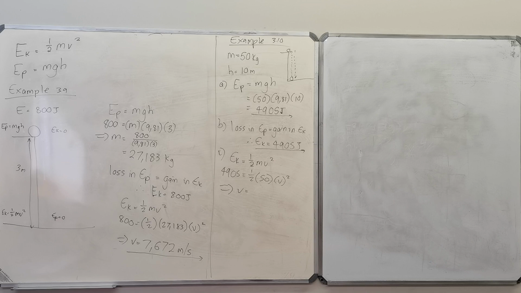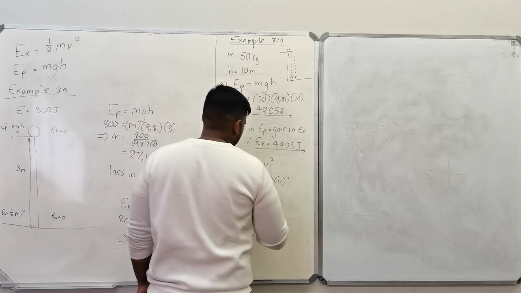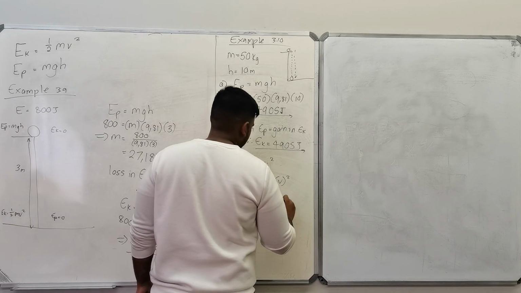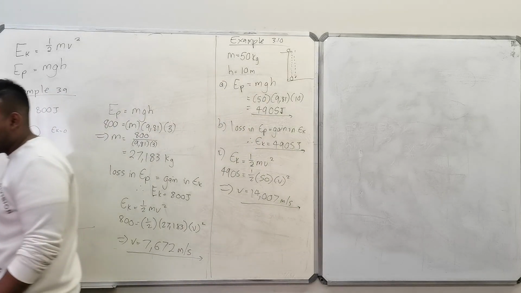It's 4905 divided by 25 and then the square root of that answer. It's actually not bad. So far everything we did wasn't bad. 14.007 meters per second. So that's the velocity of the object.